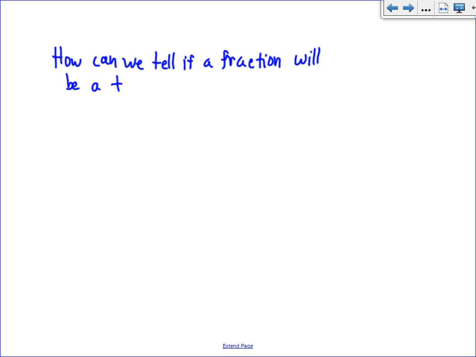How can we tell if a fraction will be a terminating, which means ending, it just stops, or repeating decimal? Well, there's a clever little way, I think, to find out, and we're going to do some investigative work and see if you guys can figure it out, all right?